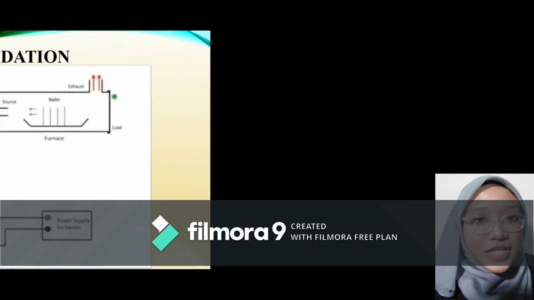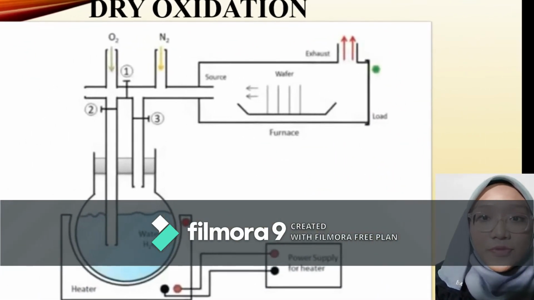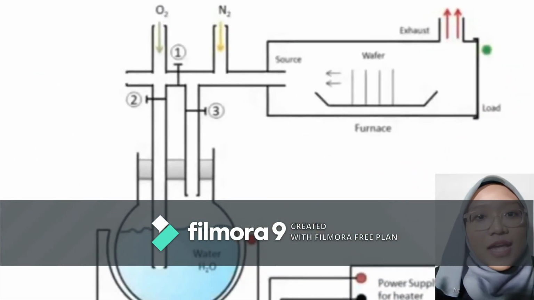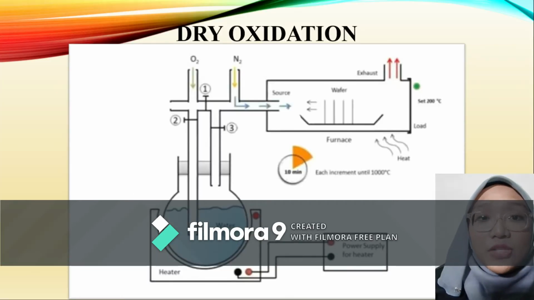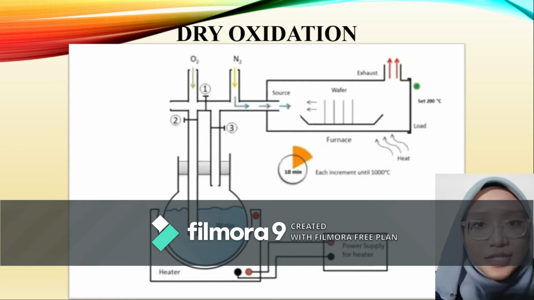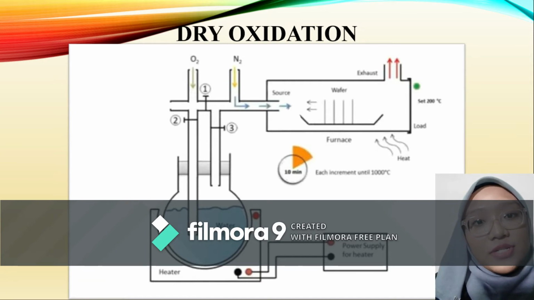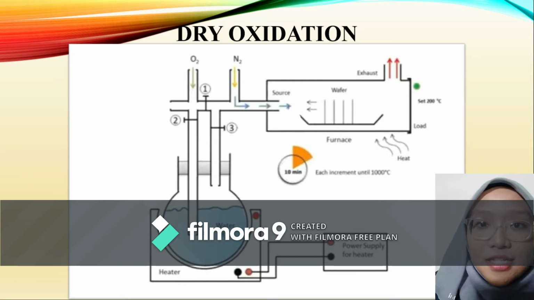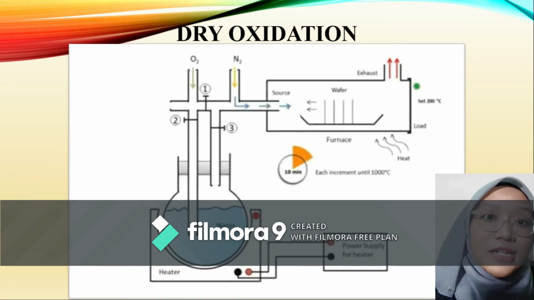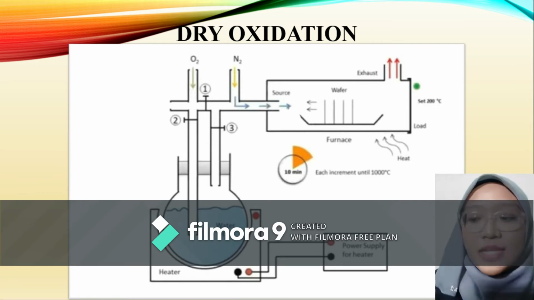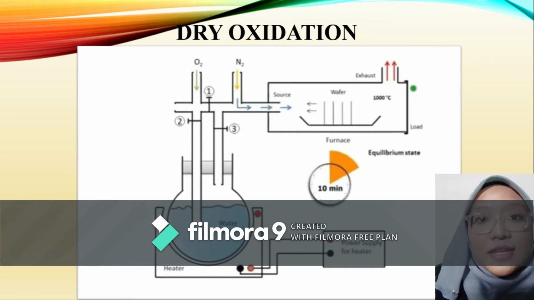Next, for dry oxidation, firstly, the wafer will be put in the furnace. The switches will be turned on. The nitrogen gas valve will be opened at 11 SLM and the temperature set to 200 degrees Celsius. The temperature will be gradually increased until 1000 degrees Celsius with an increment of 200 degrees Celsius each time. After it reaches 1000 degrees Celsius, wait 10 minutes for the system to reach equilibrium.